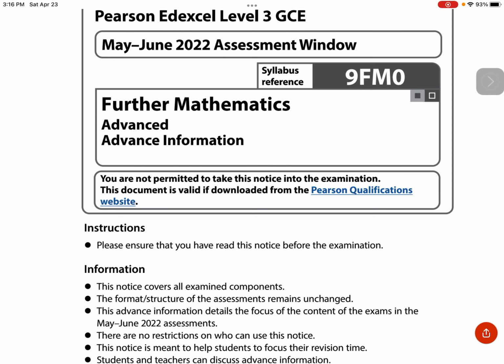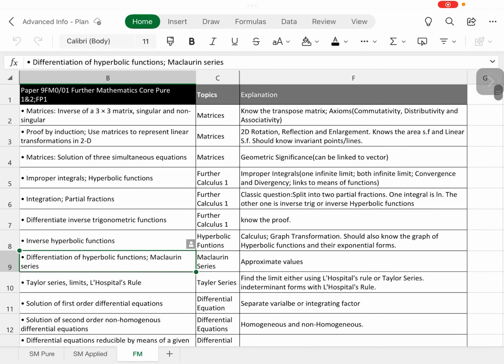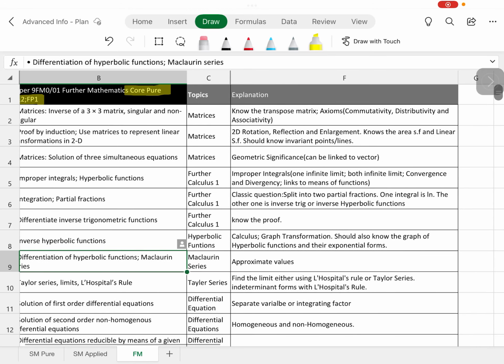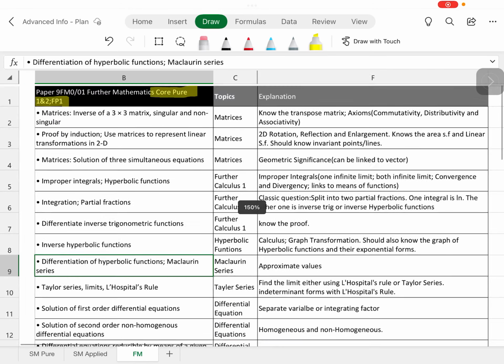Okay, let's start. In this Excel sheet, there are 3 columns. The first column includes all the bullet points for Core Pure 1 and 2. The second column is topics. You can see I have filtered all these bullet points by topics. And the third column would be some explanation I will go through in this video. Make it slightly bigger.